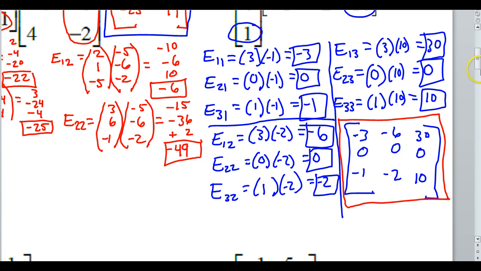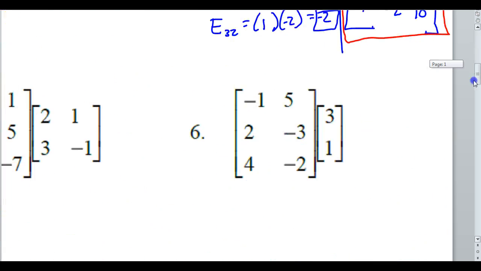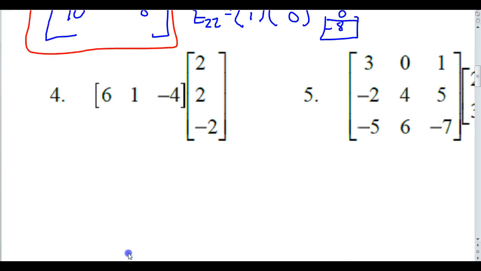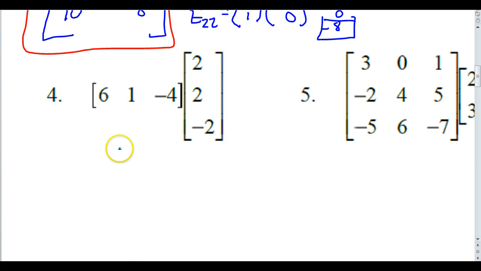Alrighty then. So that is how you do number 3. What is next for us? Let's look at number 4. Let's talk dimensions for number 4.